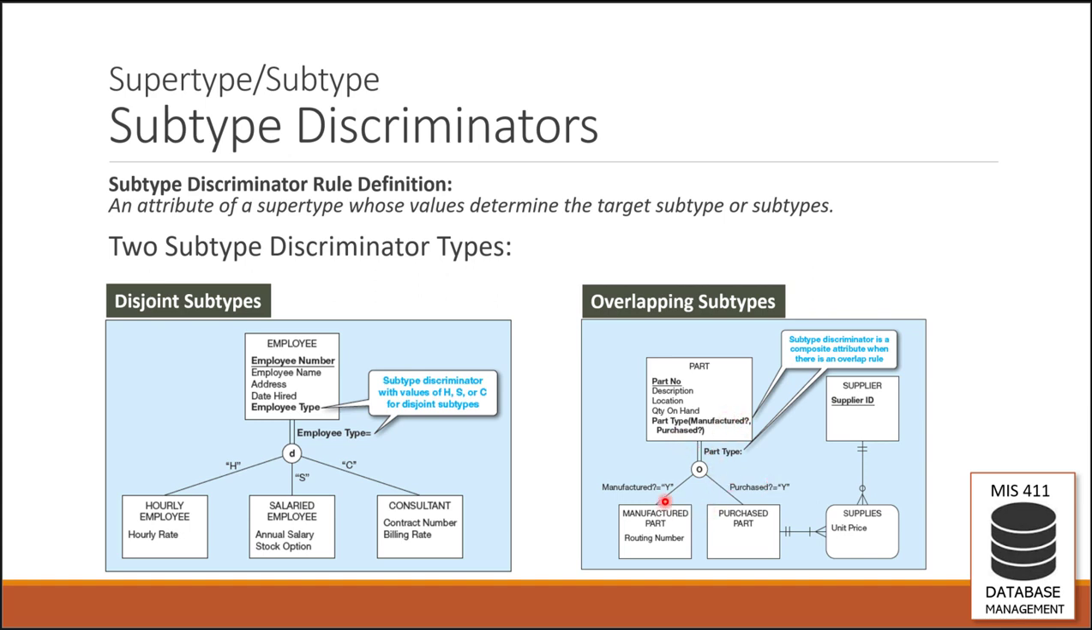It can be a little bit confusing, but again, the idea really is that in a disjoint rule situation, a thing can only be one type. So you can use a very simple attribute value, H or hour or something, or S salaried, whatever it happens to be. But in an overlapping subtype, because a thing can be more than one thing, it can be a manufactured part, a purchased part, you have to essentially set it up so that you have a composite attribute that has a yes or no for each of those things. This may be sort of analogous to a truth table if you're familiar with truth tables.